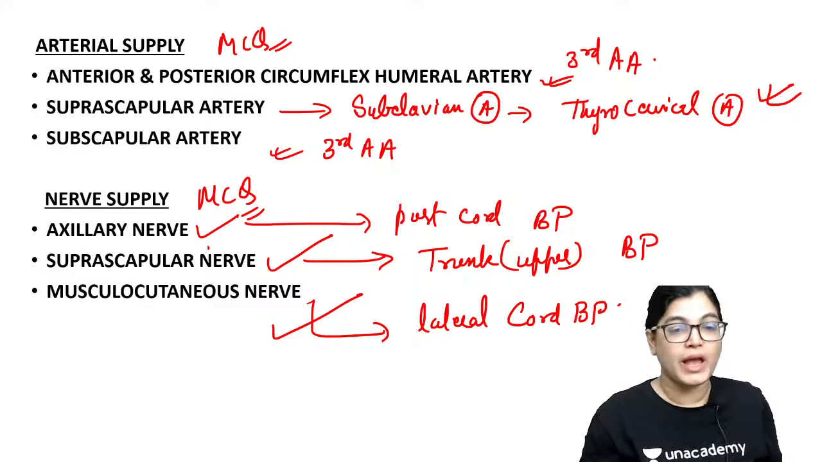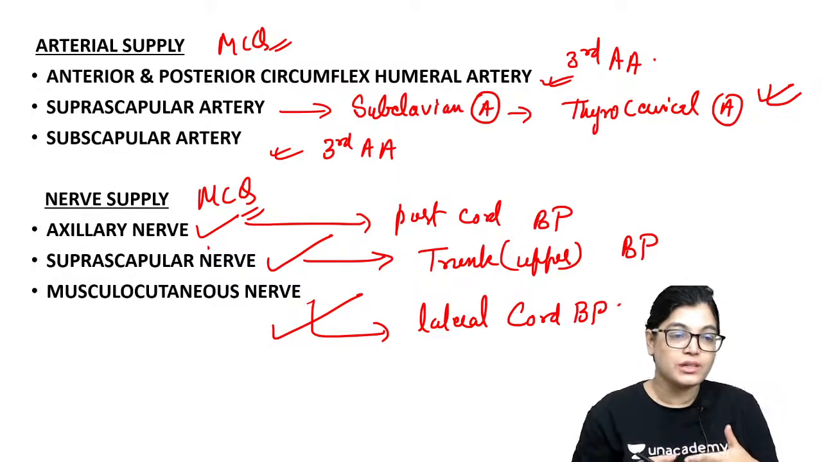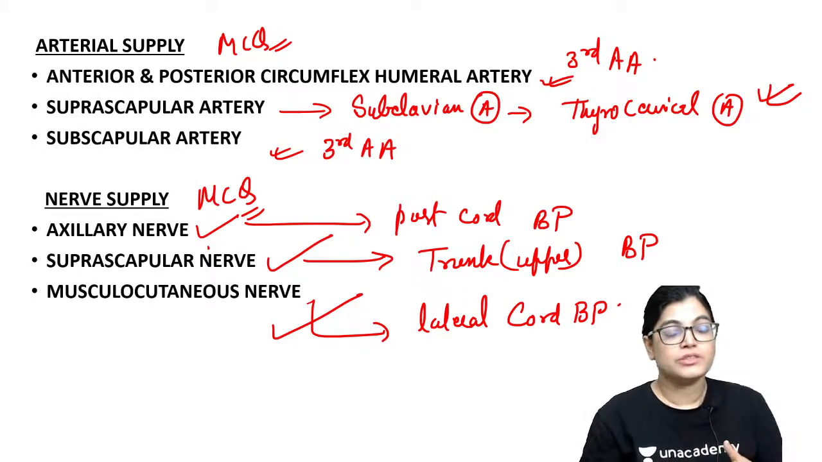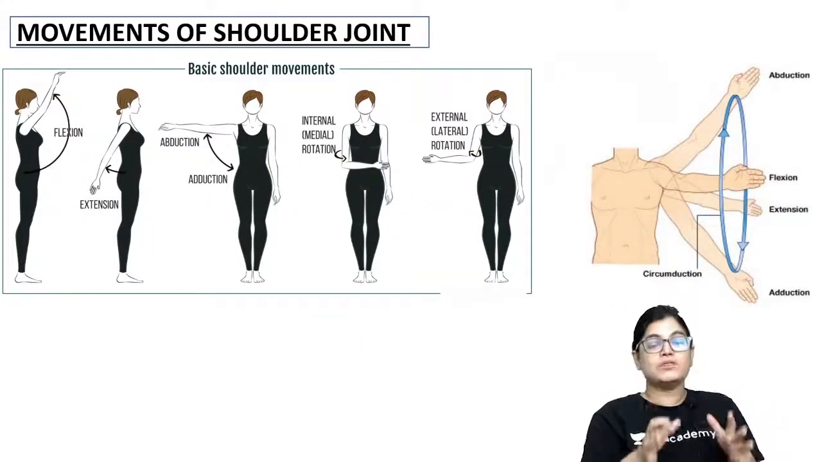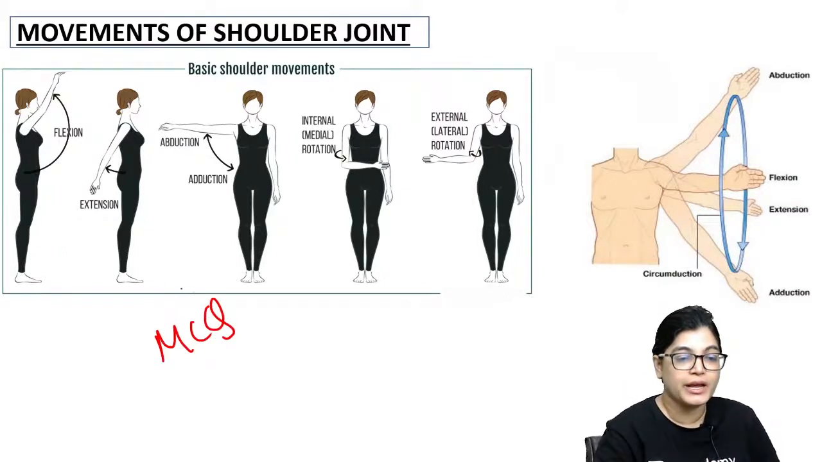So with this we have finished the arterial supply, the nerve supply, the relations of the shoulder joint, and we have also finished the ligaments. Now what is important is the movements. Movements of shoulder joint is very important, and MCQs are framed from this topic.